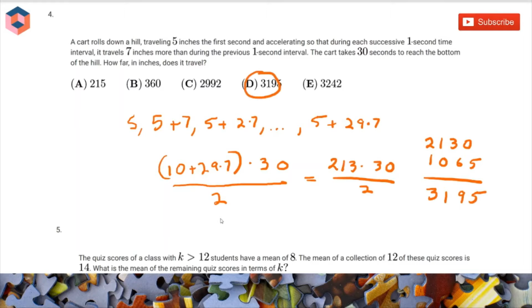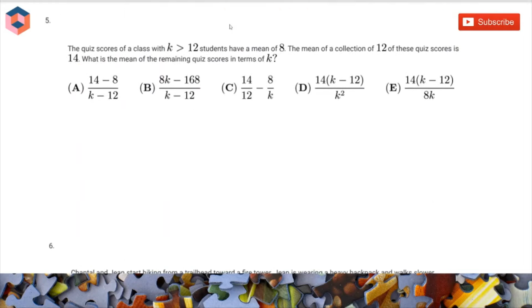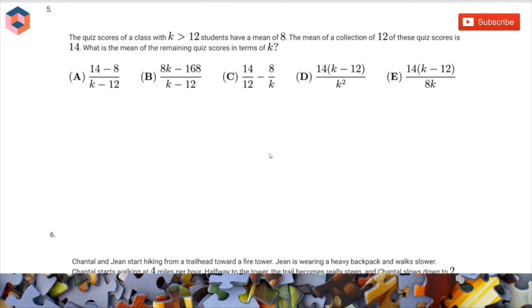Let's move on to problem number 5. The quiz score of a class with more than 12 students has a mean of 8. The mean of a collection of 12 of these quizzes is 14. What is the mean of the remaining quiz scores in terms of K?